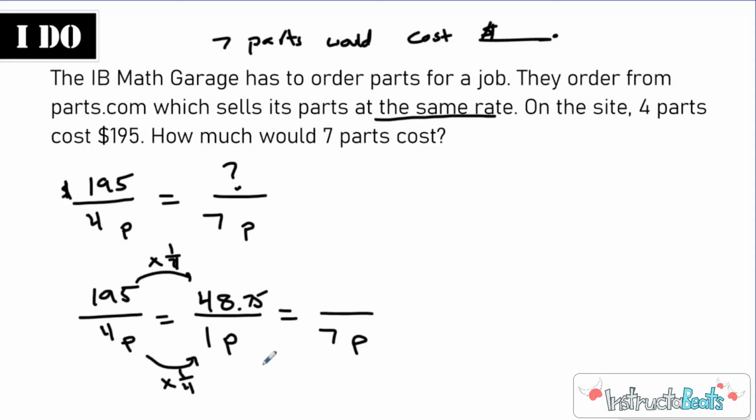Now I have my unit ratio. Very easy. I just need to multiply each of these by 7 to figure out how much 7 parts cost. And my answer is $341.25. So you can see how easy this problem is if you find out your unit rate. Let's take a look at a we do problem now.